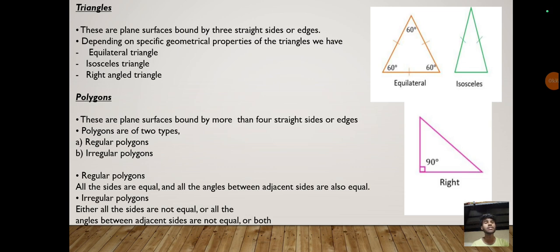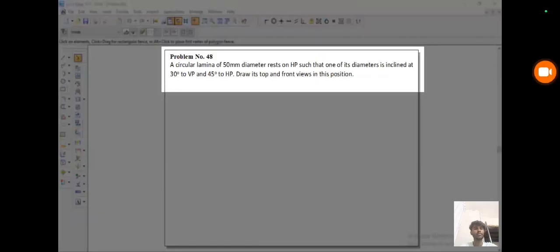Next we are discussing the problems on planes. A circular lamina of 50 mm diameter rests on HP such that one of its diameters is inclined at 30 degrees to VP and 45 degrees to HP. Draw its top and front view in this position.